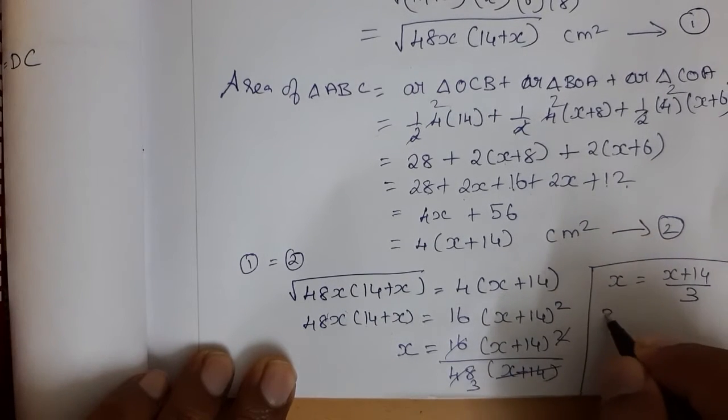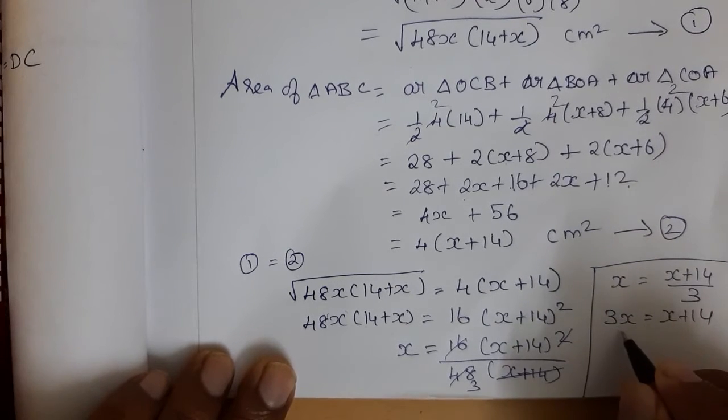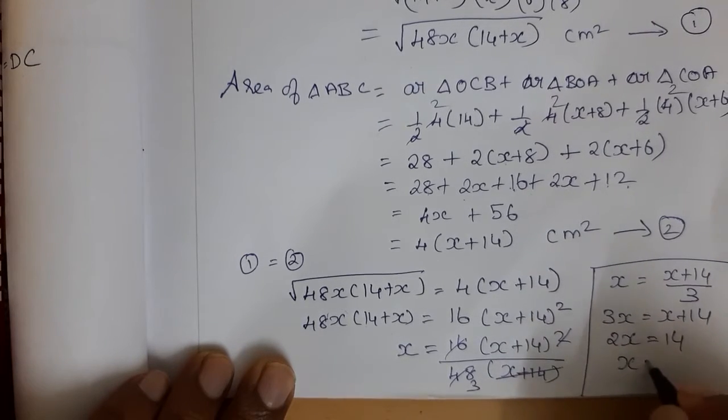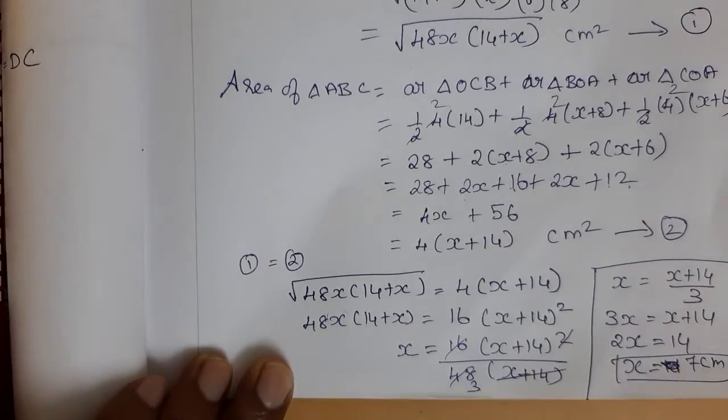So if you take 3 here, it will become 3x. So 3x is equal to x plus 14. If you bring it here, it will become subtraction. So it will become 2x. 2x is equal to 14. Then x is equal to 7 centimeter, right? So x is equal to 7 centimeter.